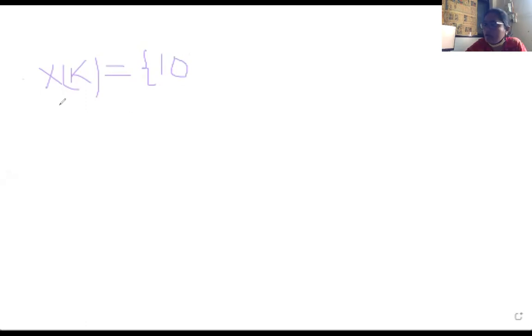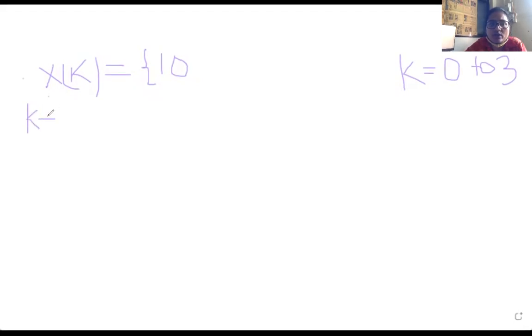Now, how many such values could we find out? That is k equal to 0 to 3. These values we are able to calculate. So 0 to 3, I have calculated the first value when k equal to 0. So I'm going to find out the next DFT value, when k is equal to 1.